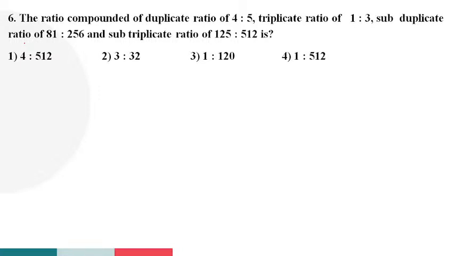The ratio compounded of duplicate ratio of 4 is to 5, triplicate ratio of 1 is to 3, subduplicate ratio of 81 is to 256, subtriplicate ratio of 125 is to 512.